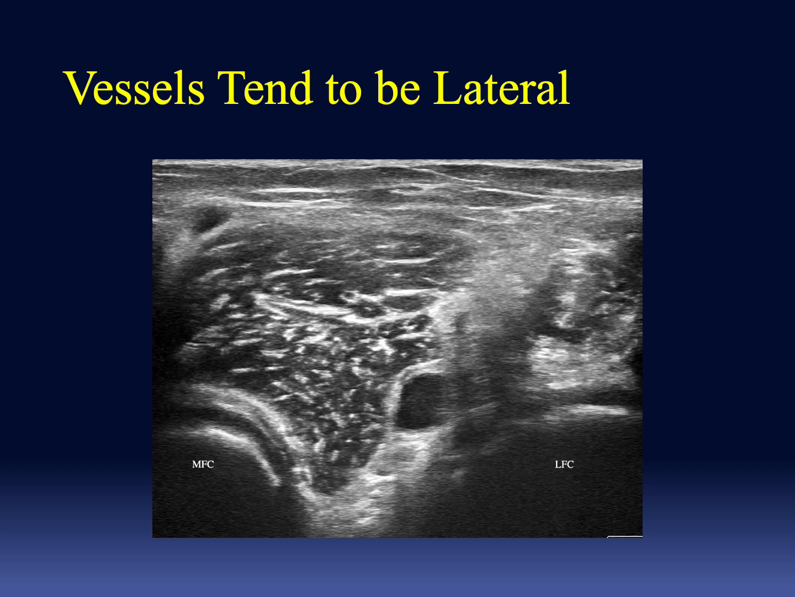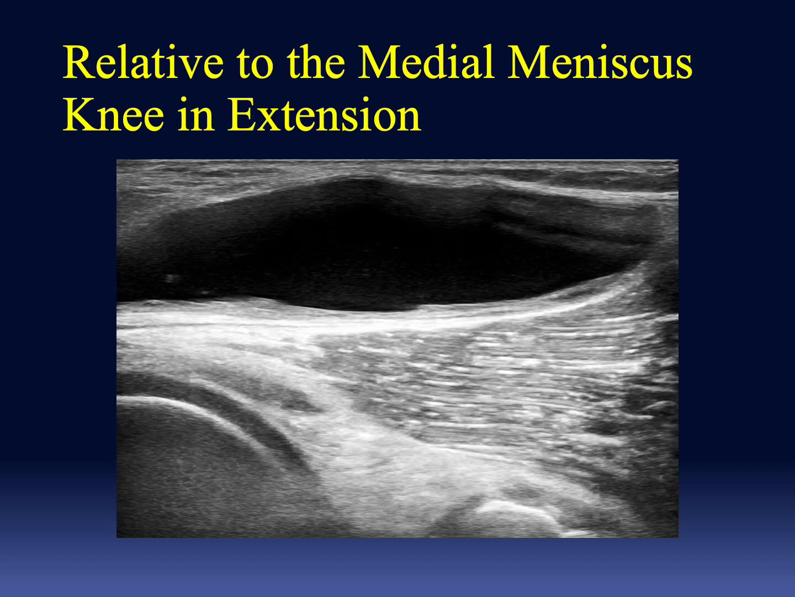The vessels, it's important to note, tend to be somewhat lateral. They're not quite in the midline. They tend to hug the lateral femoral condyle, which gives us a margin of safety on the medial side. There is the popliteal artery, and just below it, or deeper to it, is the tibial nerve. Here we're showing the medial meniscus and its relationship to the cyst and the gastrocnemius with the knee in extension.